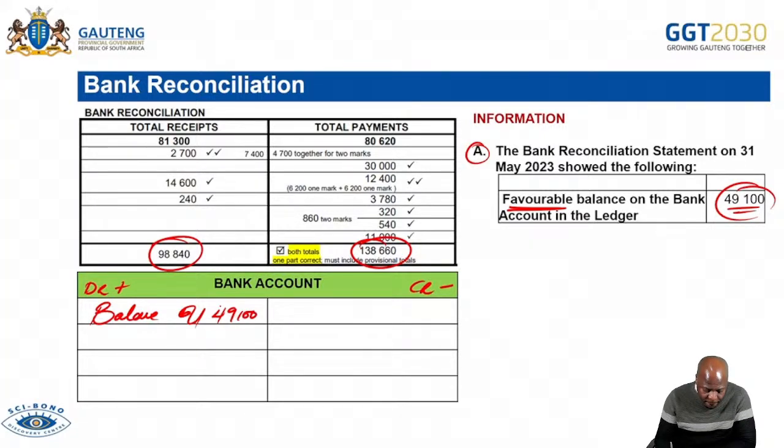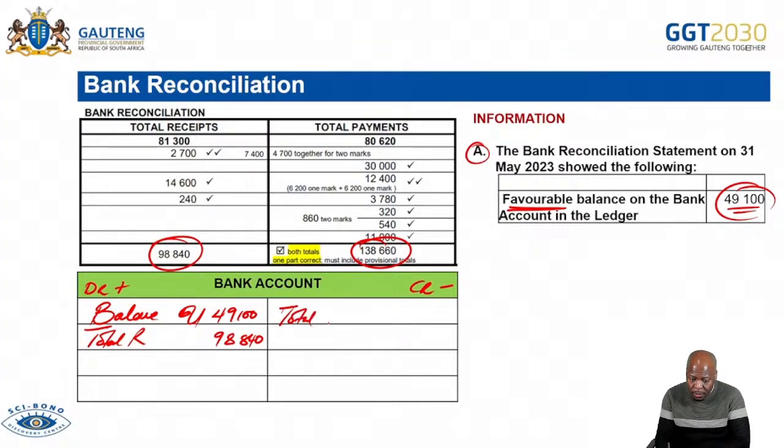Okay. Favorable balance. Then I'm going to bring my total receipts. Here's my total receipts from the CRJ. 98,840. What is the next one? My total payments, CPJ. This one here. 138,660. Are we still okay? Now we look for the side with the highest amount. The side with the highest amount. Which one is it? Is it the debit or the credit?